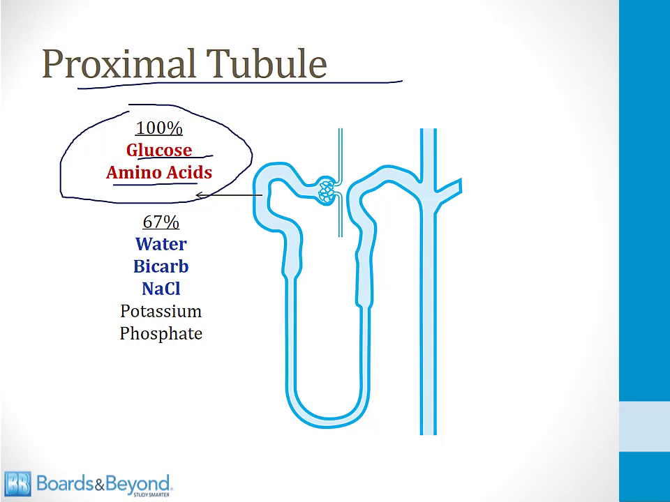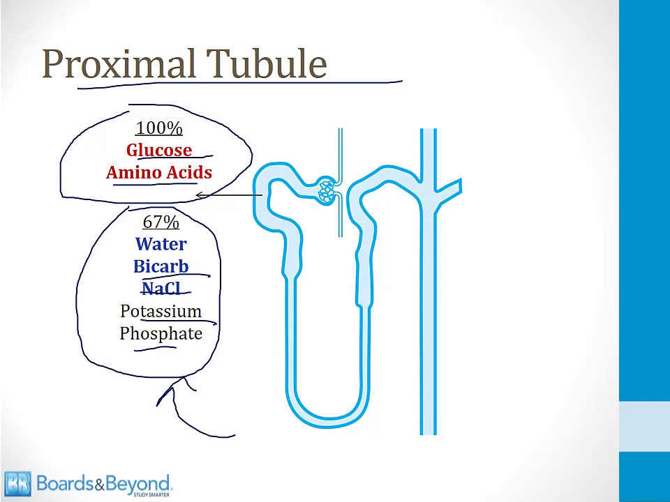In addition, other solutes that are helpful to the body, things like bicarb, sodium chloride, potassium, phosphate, and also water, are reabsorbed in very large amounts at the proximal tubule. 2/3 of these substances are reabsorbed. So basically, right after the filter, the glomerulus, when all these things enter into the nephron fluid, immediately 2/3 of them are reabsorbed by the proximal tubule.